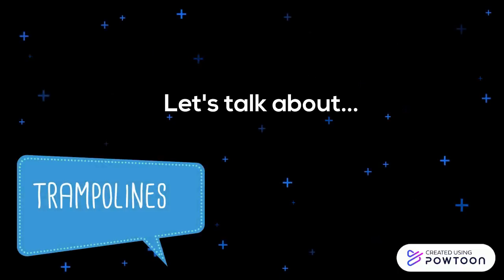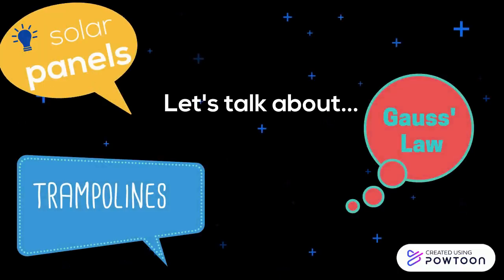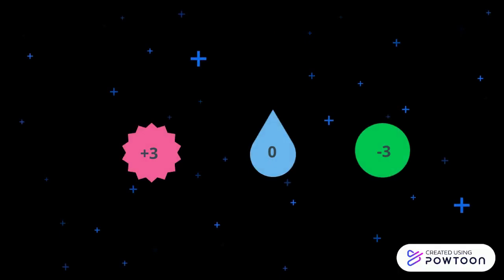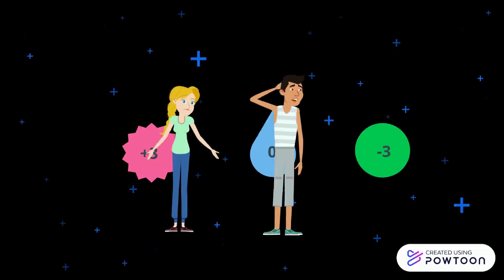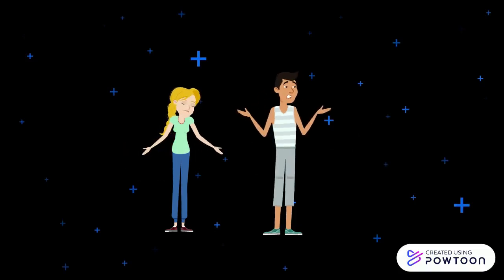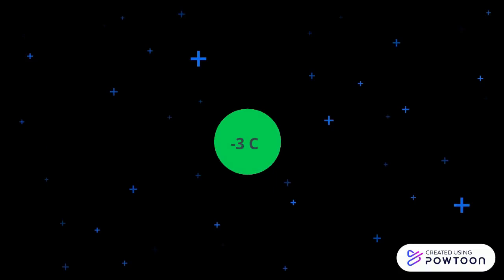Let's talk about trampolines, solar panels, and electric charge. To review, particles and the things they make up can be electrically charged due to having an excess or lack of negatively charged electrons. So how do we conceptualize and quantify what a charged object does to the space around it? Well, let's say we have an object that is charged to -3 coulombs, our base unit of charge.